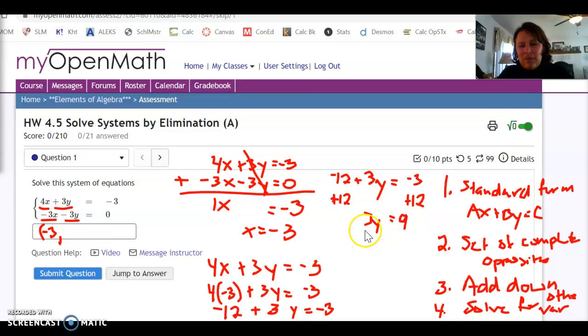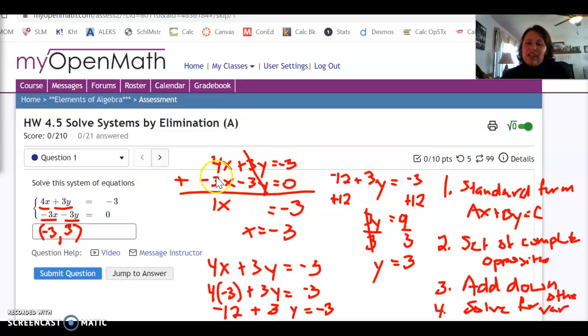Okay, the 3 is being multiplied to the y. So to undo that multiplication, we have to divide. 3 divided by 3 will cancel to 1y. And then we have 9 divided by 3, which is 3. So final answer for this one is negative 3, 3.